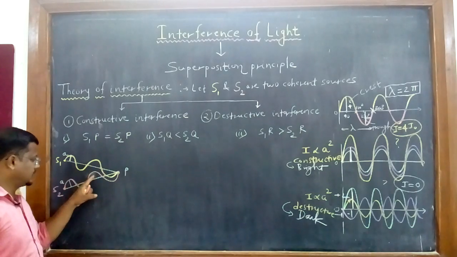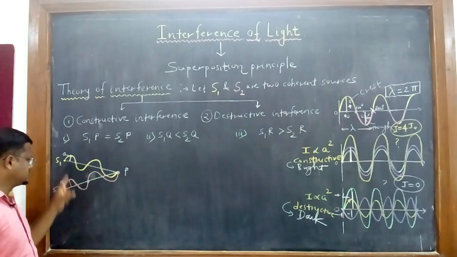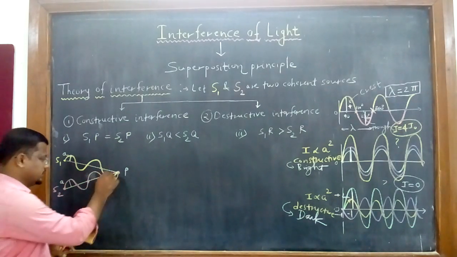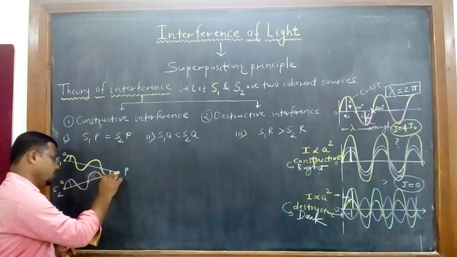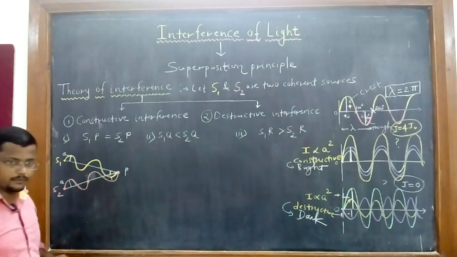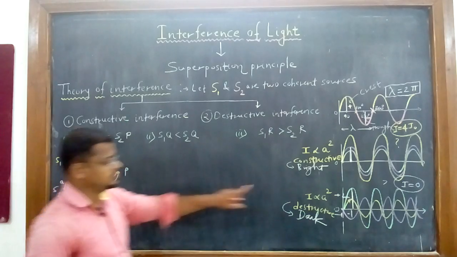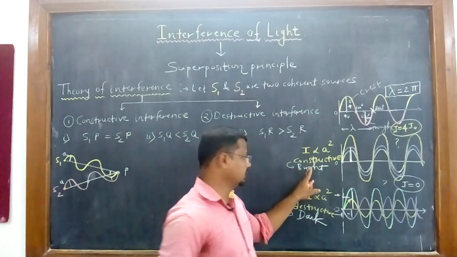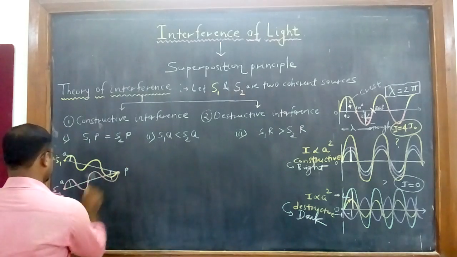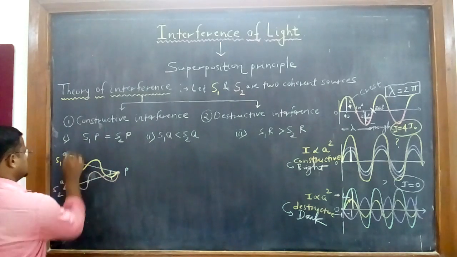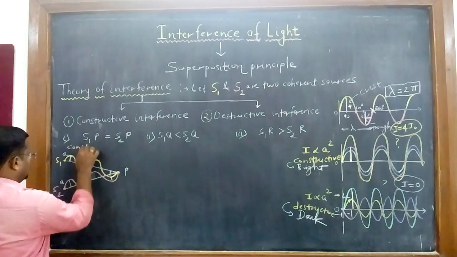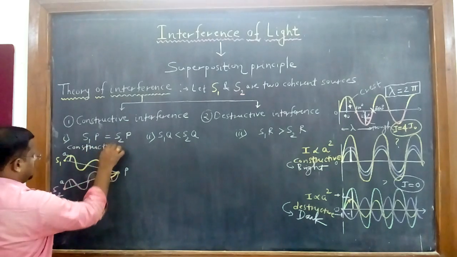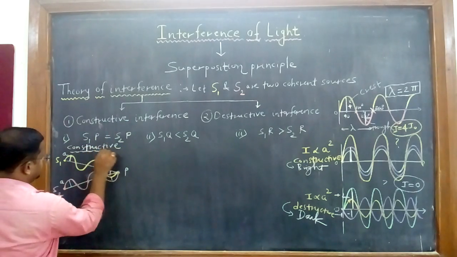This is crest, trough, crest. So at the point of intersection, the trough of one wave is going to fall on the trough of the other wave. Nothing but this case here, trough falling on trough. So it is taken as what? Constructive interference, right? So this first case is the representation of what type of interference? It is constructive interference. I have written it in short here.